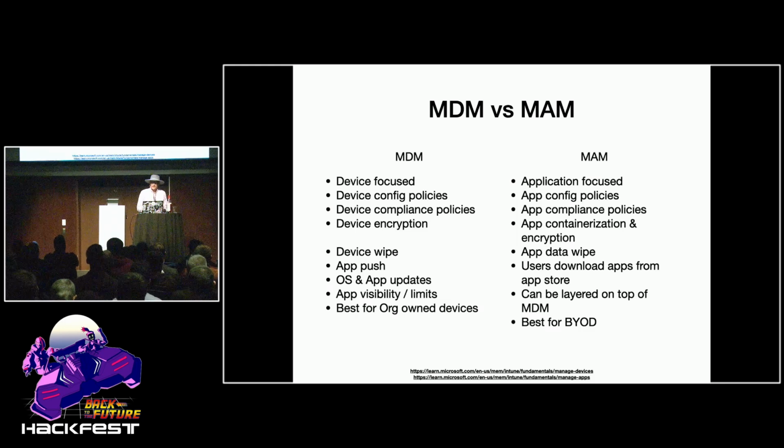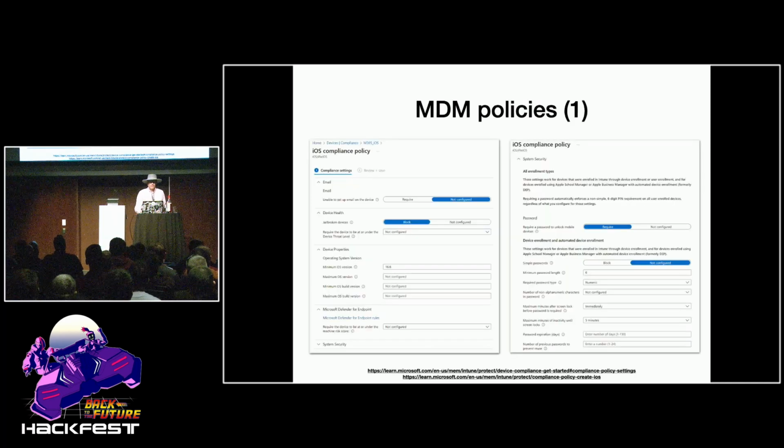And on the MAM side, your users download the apps from the App Store. You don't get to choose when they download. They get to do that on their own, which will become apparent later. You can do device wipe on the device side, application wipe on the app side, and the application wipe is only the data within the container. This is very important to separate off. So MAM is best for BYOD, but can be layered on top of MDM.